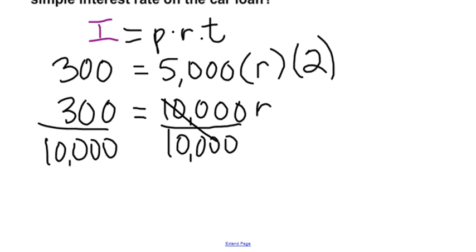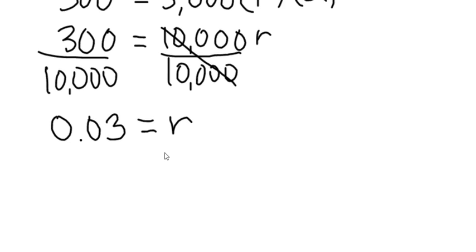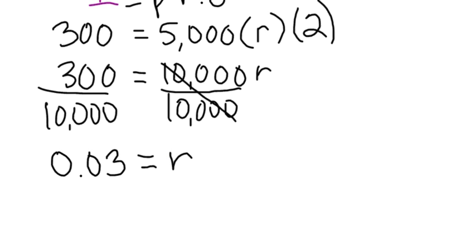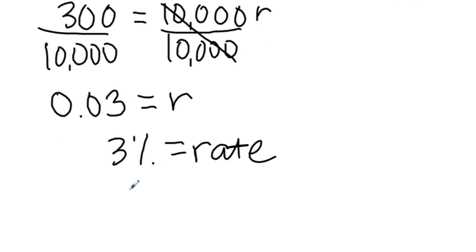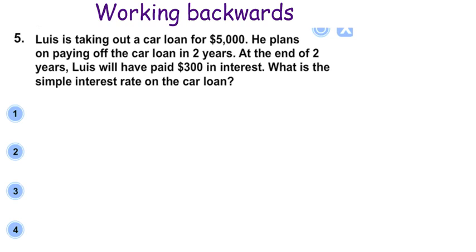Okay? These 10,000s simplify out. So I'm left with r equaling 0.03. So this is your interest rate. So you are going to convert this decimal into a percent. And when you go from decimals to percents, you just multiply by 100. So 0.03 is 3%, that is your rate. So the rate at which he has to pay the car loan is 3%. I'm just going to do one more example.